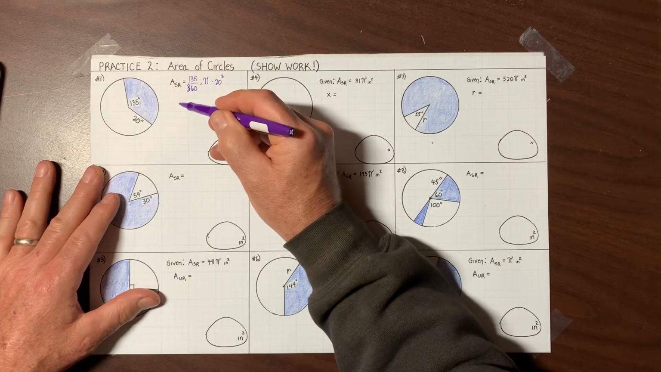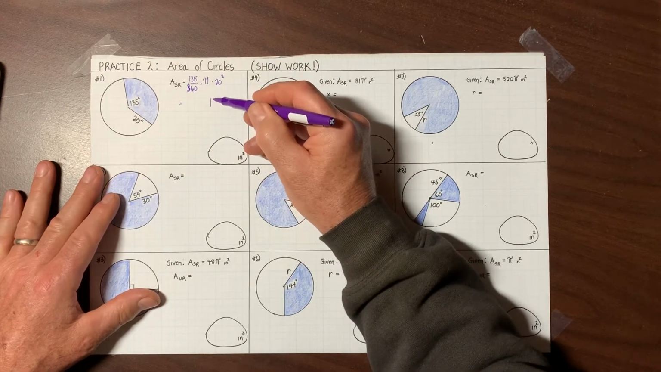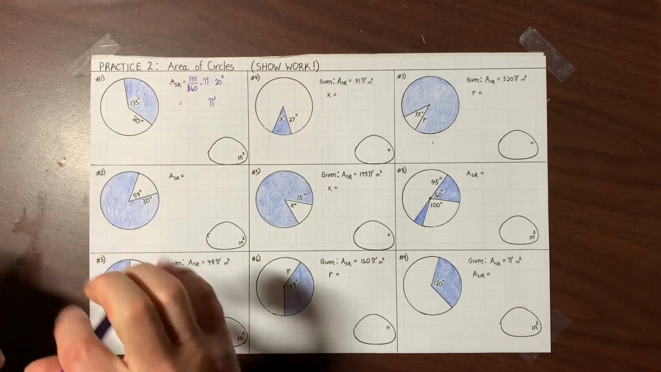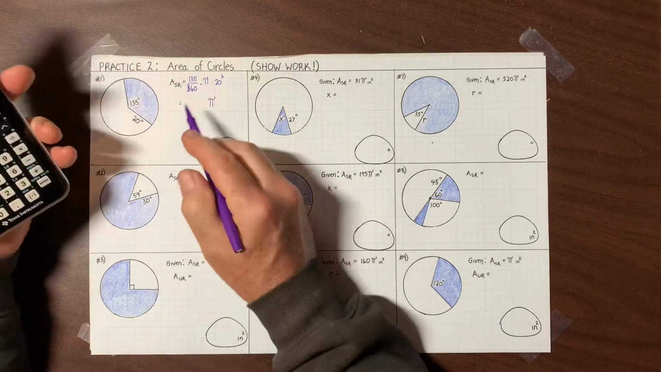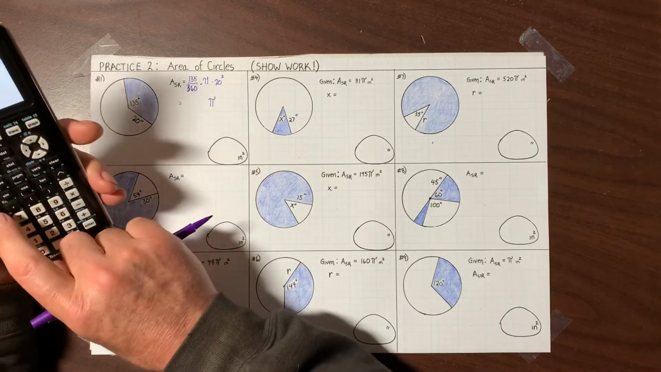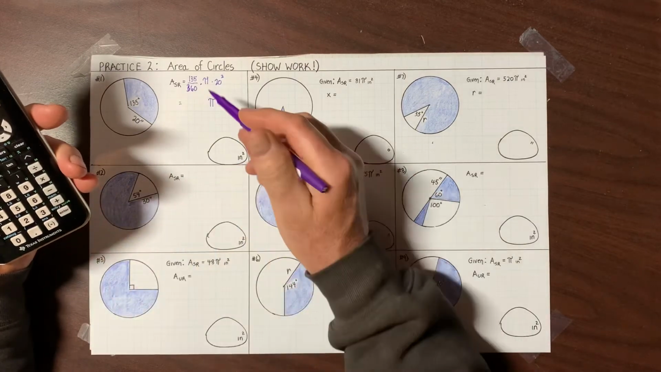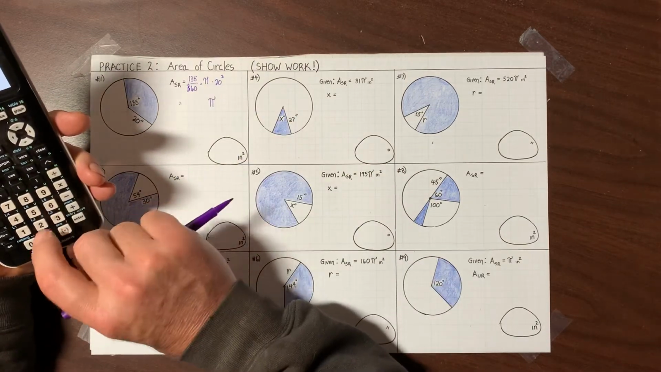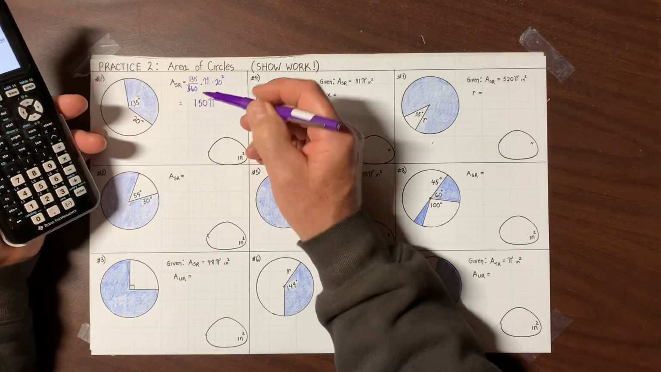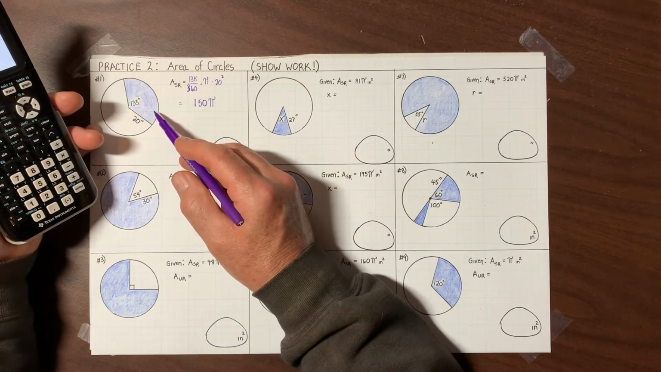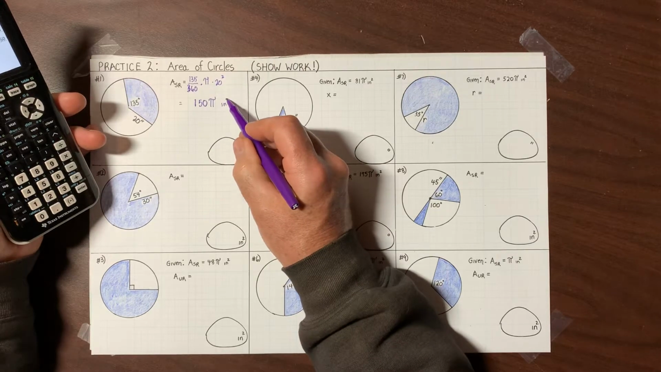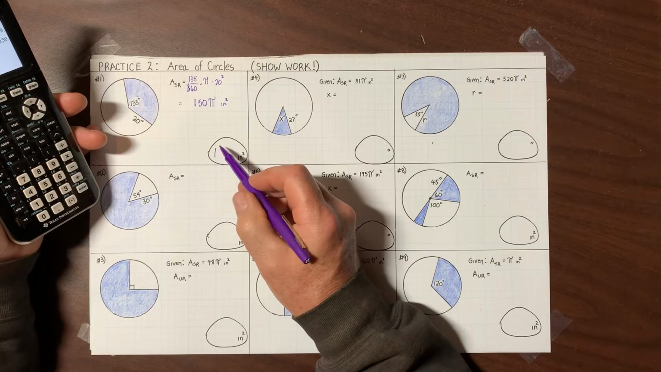These answers we are going to get in terms of pi, so you're going to have a pi in your answer. You can go ahead and write that down. Now all we have to do is this arithmetic. I'm going to go to my calculator and do 135 times 20 squared, hit enter, and then divide by 360. I'm coming up with 150. And don't forget, this is area. Area is always given in square units. So this would be 150 pi square inches. That's our answer to problem number 1.